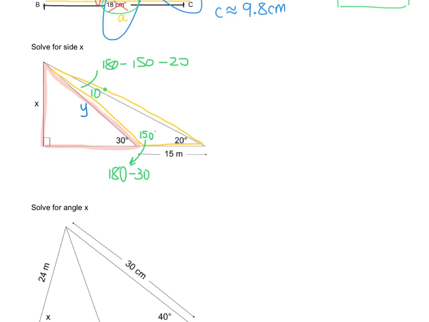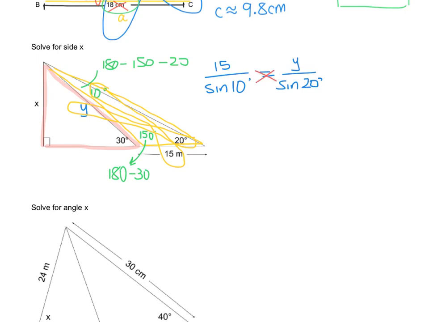Now, if I look at this, I have a full pair between the 10 and the 15 meters, and then I'm looking for y, and luckily I have its angle. So now, once again, we are going to use our sine law. So 15 meters divided by sine of the angle it's paired up with, which is 10 because it's directly across from it, is equal to the side I'm looking for, y, over sine of its angle, which is 20 degrees. And now we can cross multiply to solve for y.